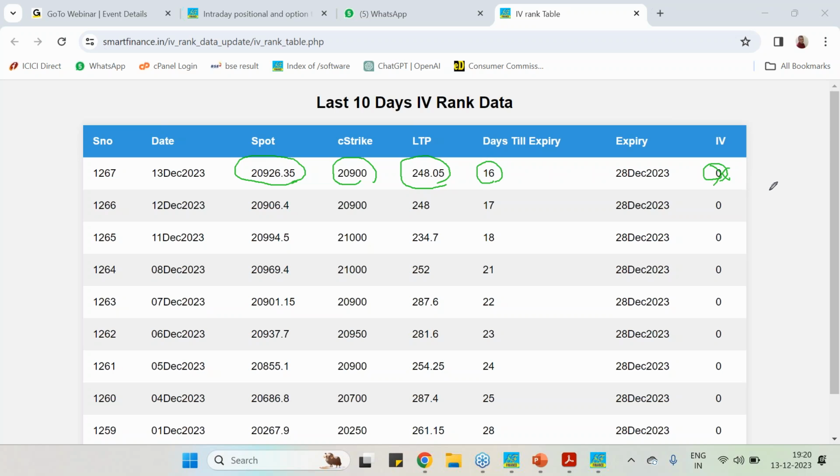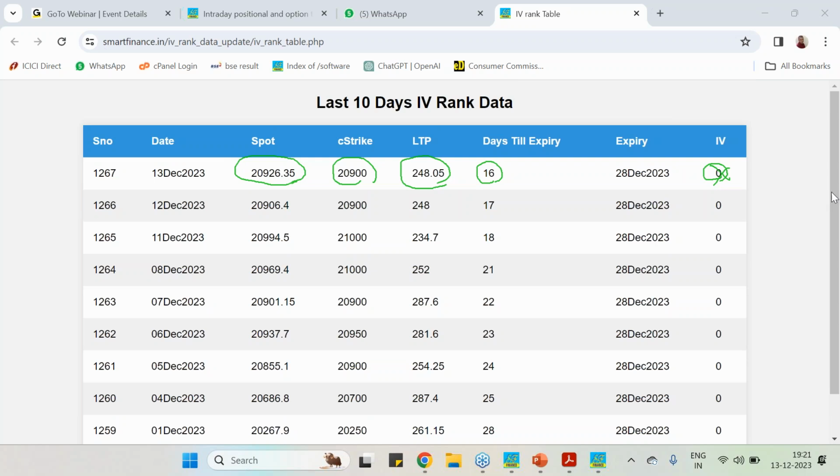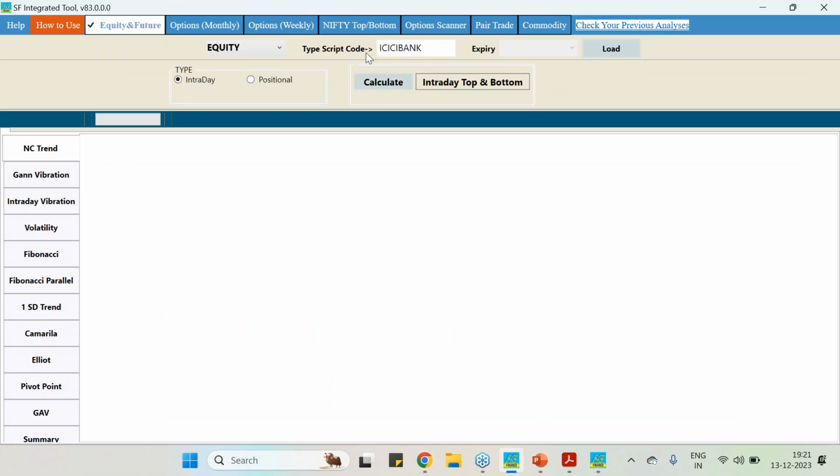This IV we are calculating through a program, so the software is calculating. So all this record is being maintained on a daily basis. 1200 days we have kept. Out of these days, IV will be calculated for every individual day. Then this formula will be applied to find out the IV rank and IV percentile. So how does it look?